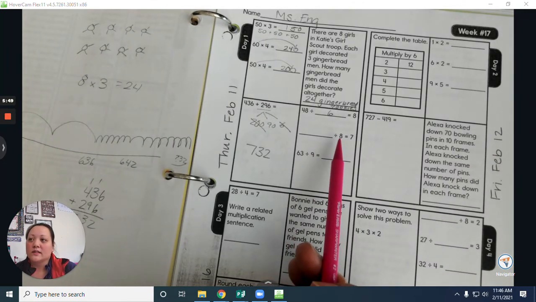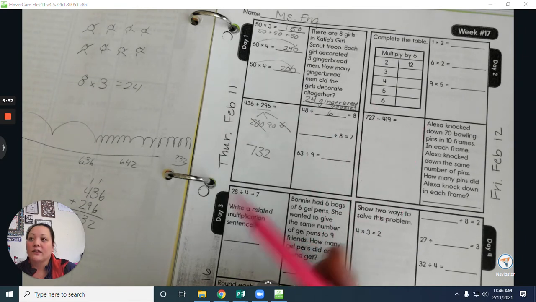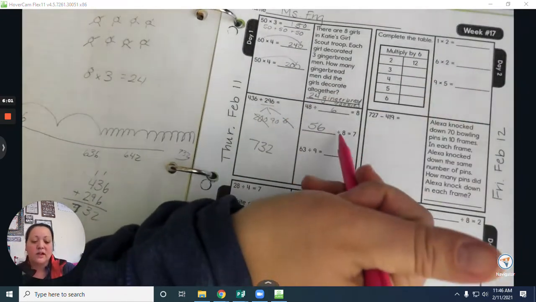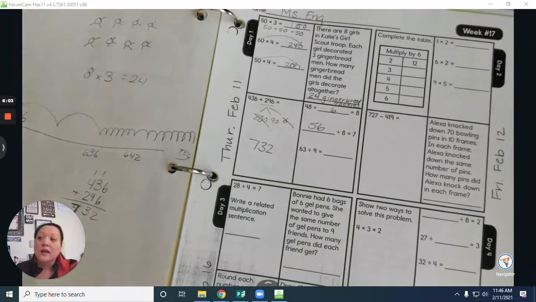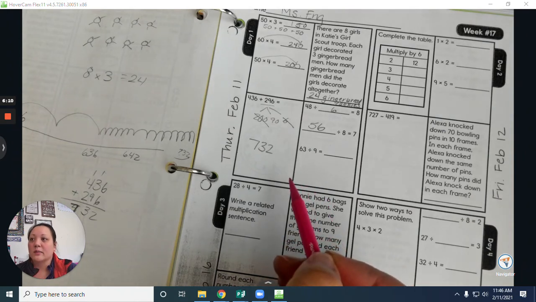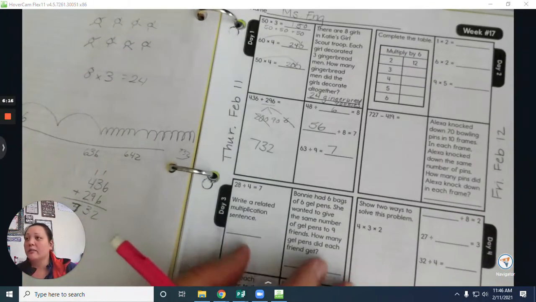Okay, now look at this. Something divided by 8 equals 7. Well, I know 8 times 7 is 56. So it must be 56 divided by 8 equals 7. And 63 divided by 9. If I had 63 things and I put them into 9 equal groups, that would be 7. Doesn't matter how you came to it.